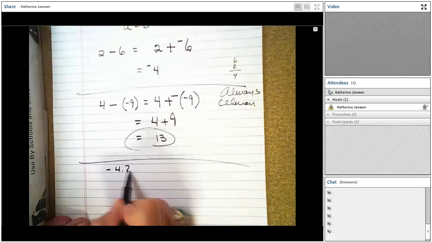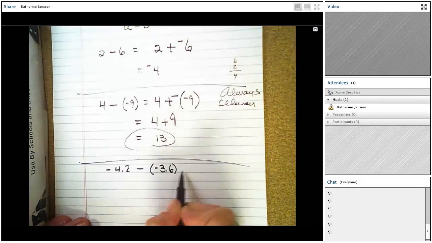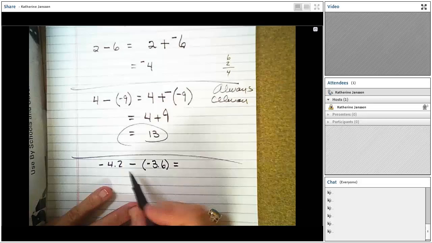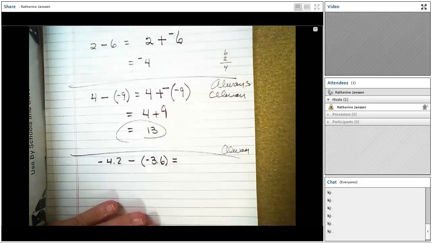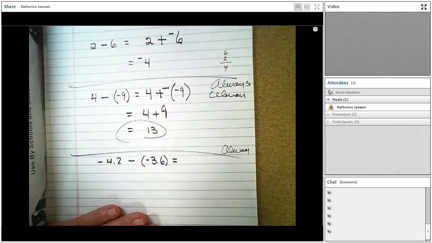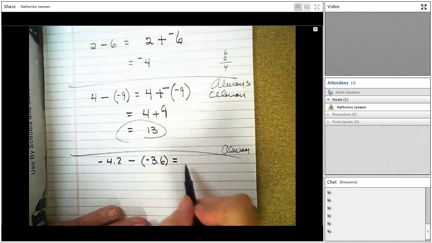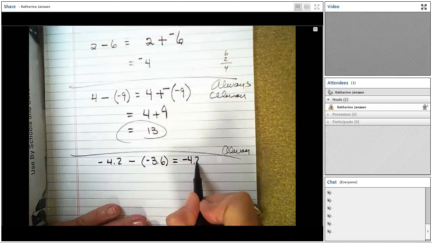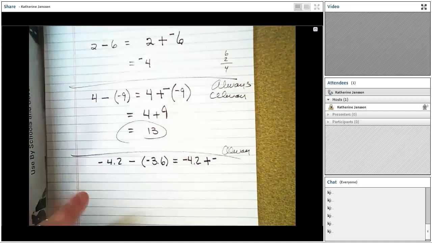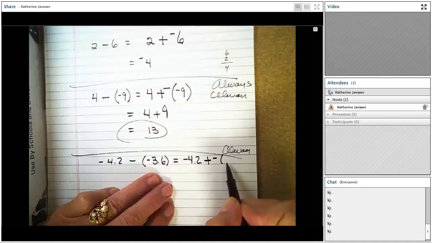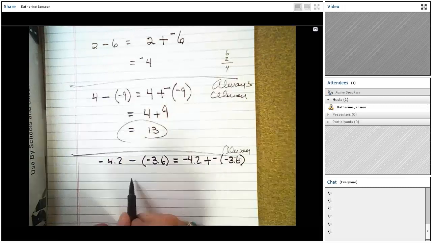Negative 4.2, and I'm going to subtract a negative 3.6. Again, this is subtraction. This is how we have sign control as we're working in more advanced classes. Negative 4.2, I'm going to change subtraction to addition and add the opposite. Okay, I took care of that, but I still have to subtract. I have a negative 3.6. So you copied everything else down the same.